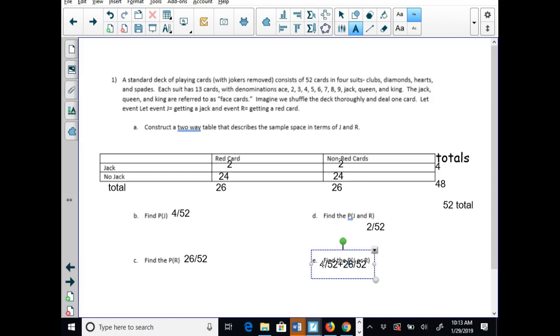So when we see that "or," what do we learn again? We have the probability of a jack, 4 out of 52, plus the probability of a red, 26 out of 52, minus the probability of both of them happening. That's 2 out of 52. 4 plus 26 is 30. 30 minus 2 is 28, so 28 divided by 52 is my final answer for number 1.